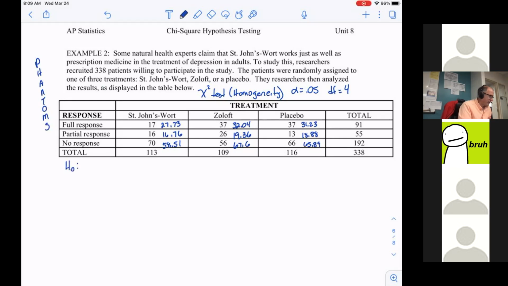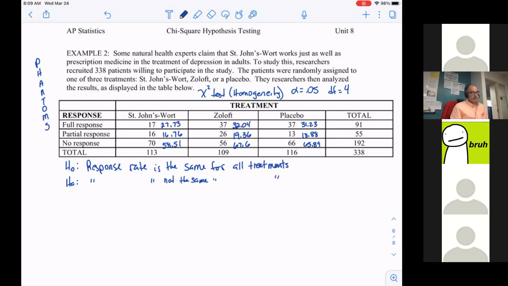So my null hypothesis is going to be: response rate is the same for all groups, for all treatments. My alternate hypothesis is the response rate is not the same for all treatments.